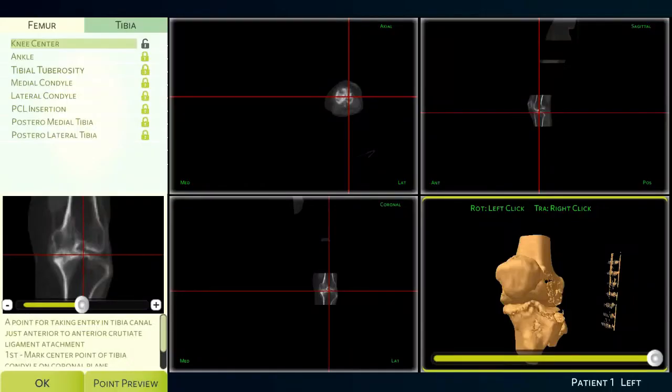Knee 3 is landmark registration tibia. There are 8 anatomic landmarks to be selected on the tibia. Now let's start with the knee center.